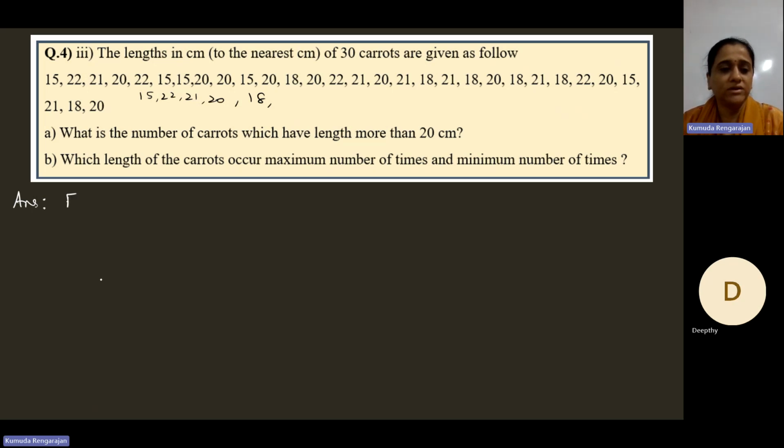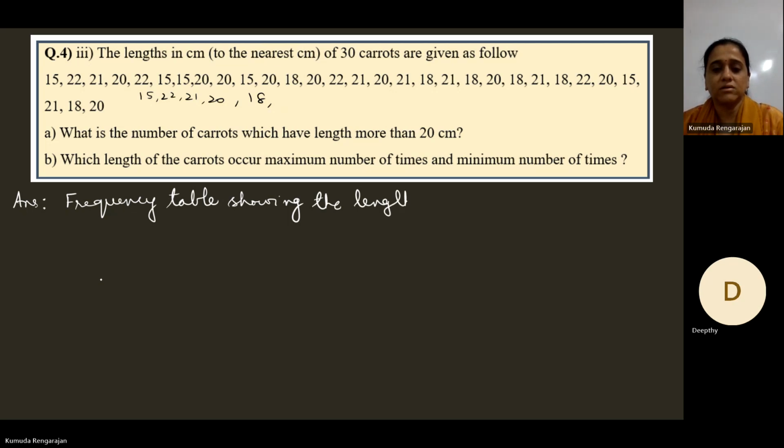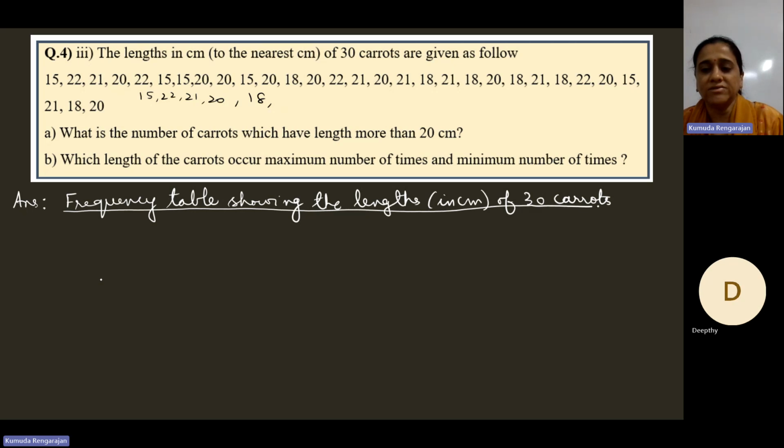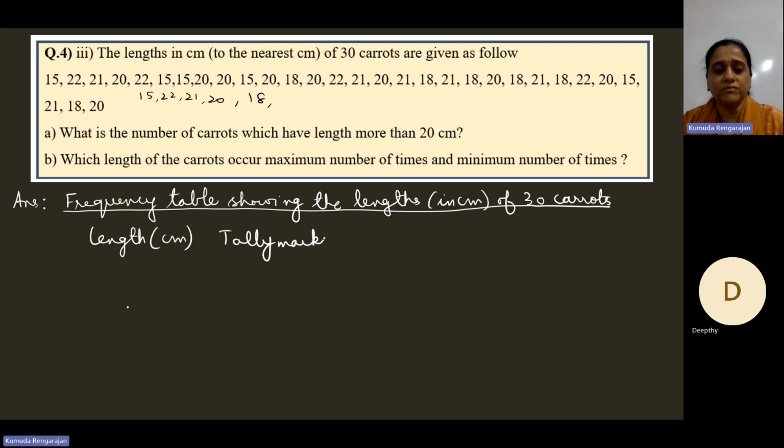So we say frequency table showing the length in centimeter of 30 carats. This is the table heading, frequency table showing the length in centimeter of 30 carats. Now the first column in the table, length in centimeter. Second column, tally marks. Third column, frequency.